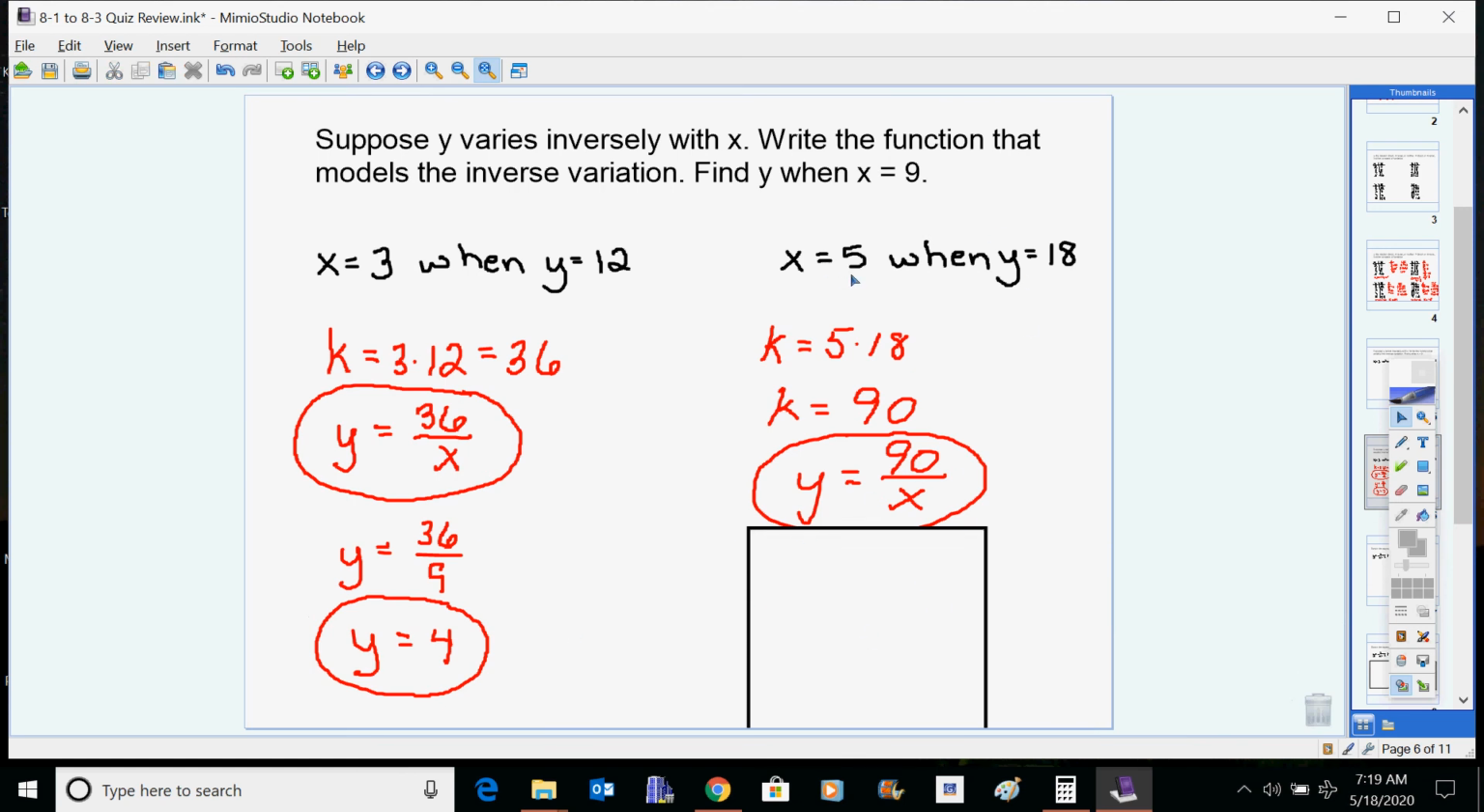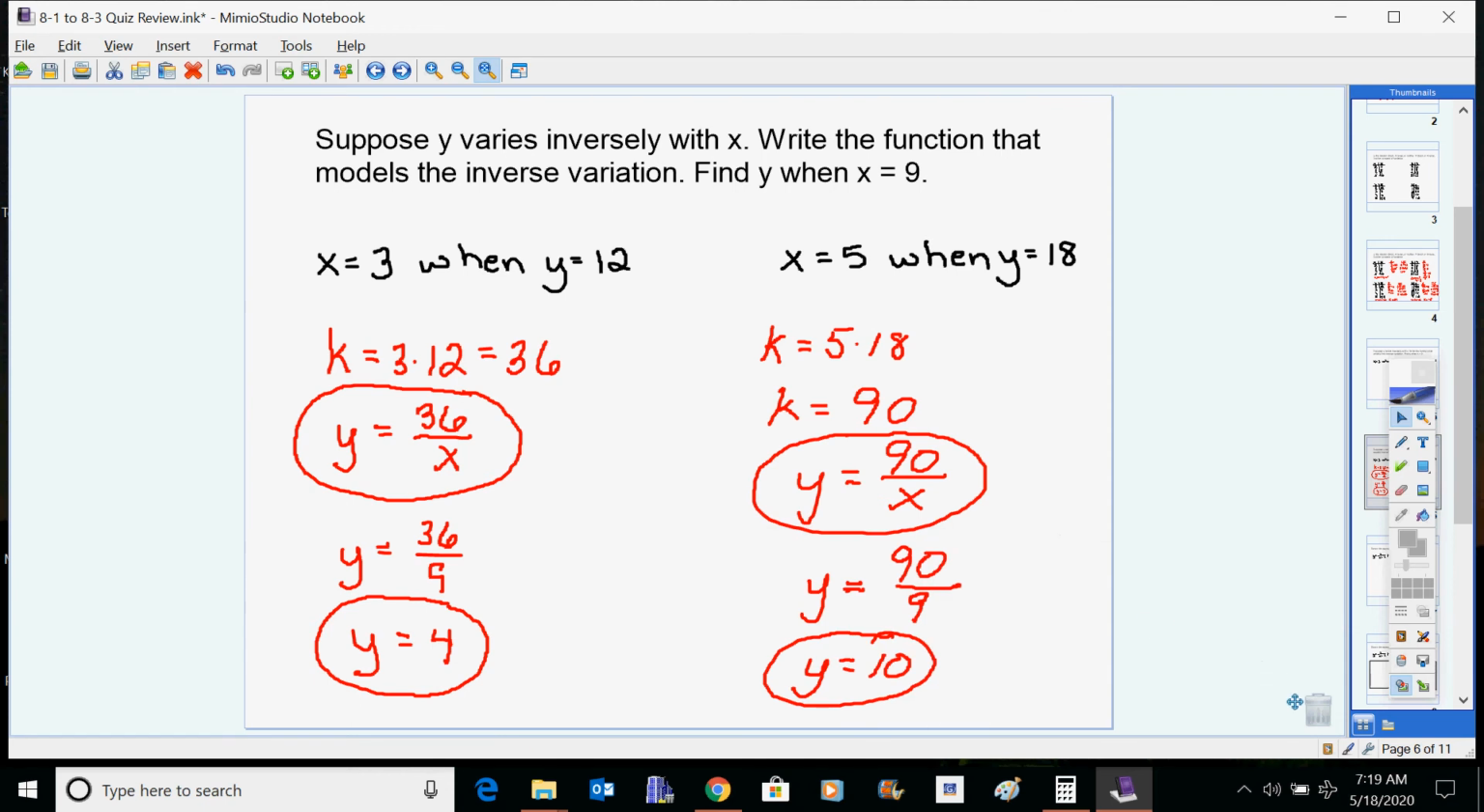For this one, find y when x equals 9. You'd have to plug in the 9 and you'll get 10 for that one. Okay, so don't forget there's 2 answers to this problem. Make sure that you would solve for both of them.